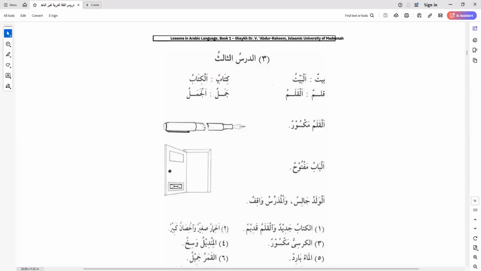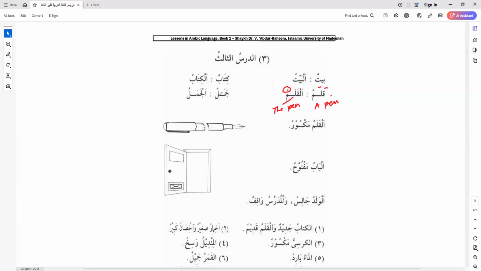Let's look at kitabun, al-kitabu, qalamun, al-qalamu. So we have a pen, and then the pen. A pen and the pen. I hope you're learning your vocabularies. Very, very important.